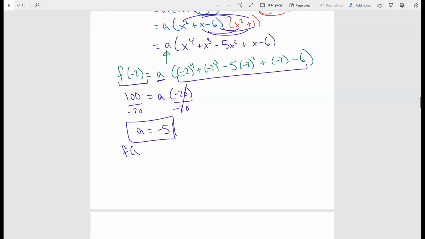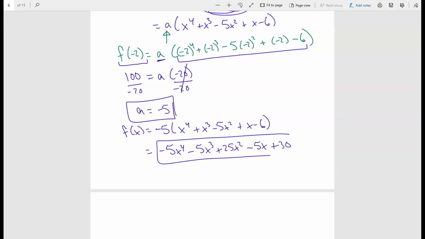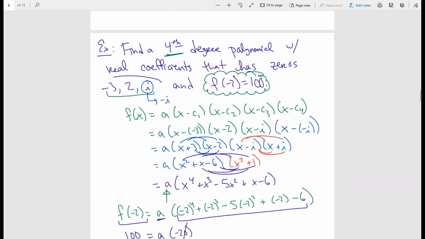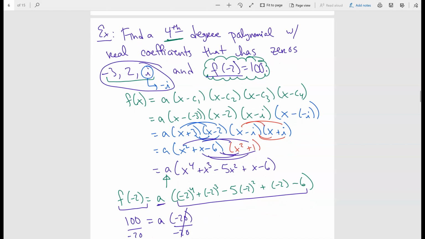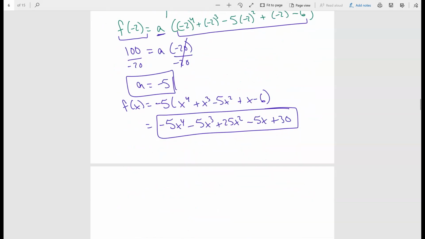So we have that f of x is equal to negative 5 times x to the 4th plus x cubed minus 5x squared plus x minus 6. And then all we're going to do is just FOIL it out. So it's going to be negative 5x to the 4th minus 5x cubed plus 25x squared minus 5x plus 30. So this is a 4th degree polynomial that has all of these roots, and you have this function value in this function, okay.